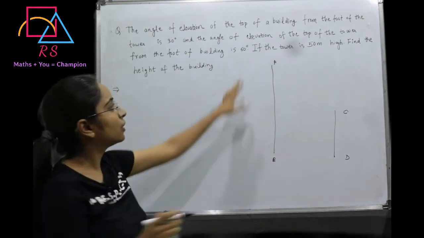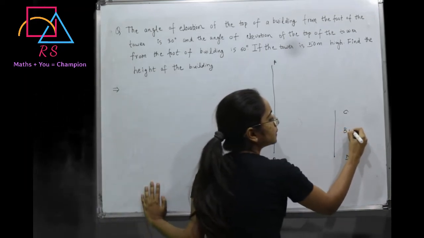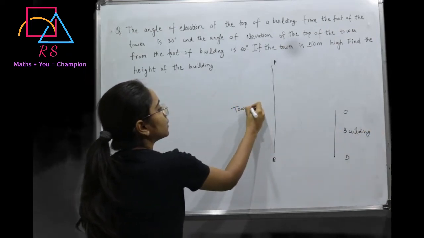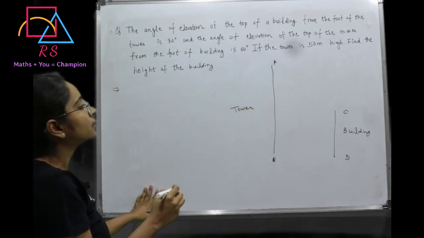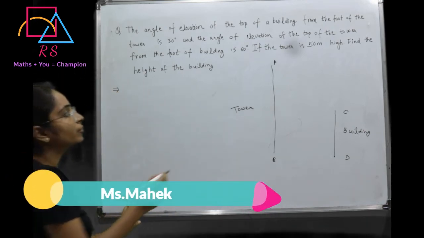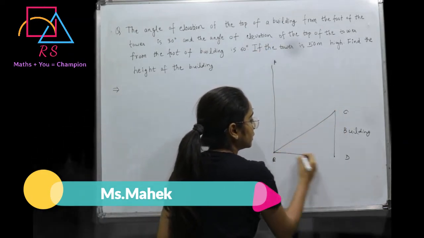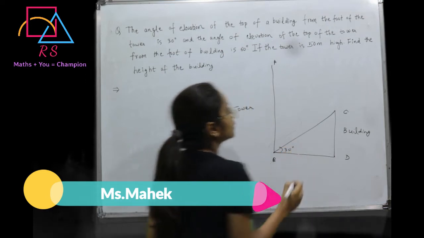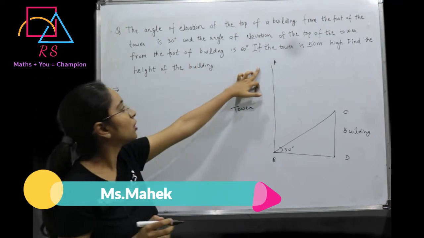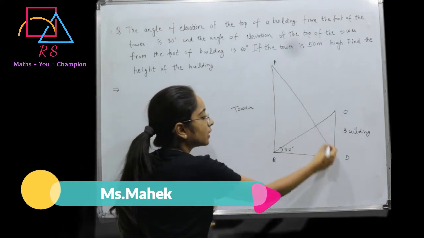So the angle of elevation, this is the building and this is AB, the tower. The angle of elevation from the top of the building, this is the top of the building, from the foot of the tower, this is the foot, is given, which is 30 degrees. And further, the angle of elevation of the top of the tower from the foot of the building, which is D, is given as 60 degrees.